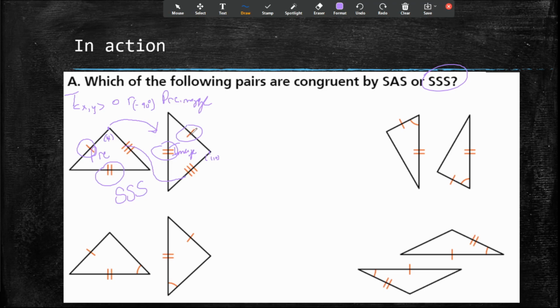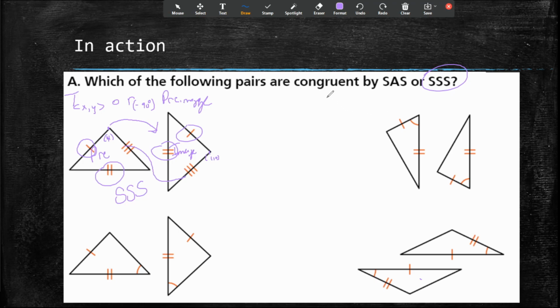Is there any other one that potentially could be side, side, side? Nope, I don't have this piece here or here, so that's a no-go. Again, I'm missing this side and this side, another no-go. Here and here, another no-go. So let's now move on to side, angle, side.